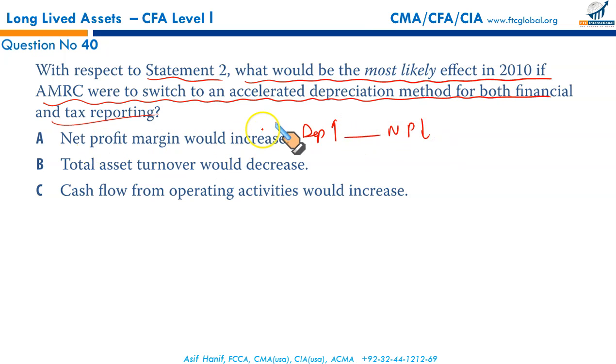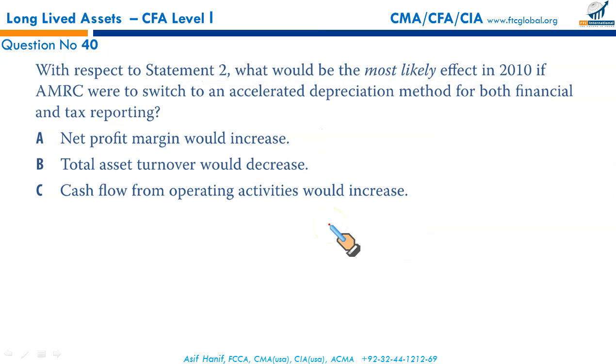Net profit margin would increase? No, it would decrease. With the accelerated depreciation method, consider assets turnover, sales upon average total assets. Since you charge higher depreciation, the net book value of the assets will fall. So assets turnover would increase, not decrease. Total assets turnover would increase because of accelerated depreciation. So it means it has to be C.